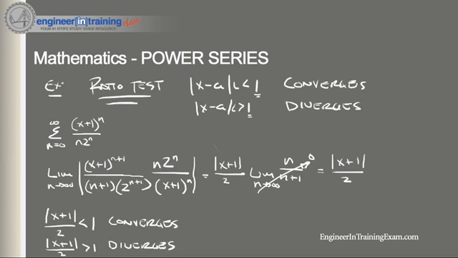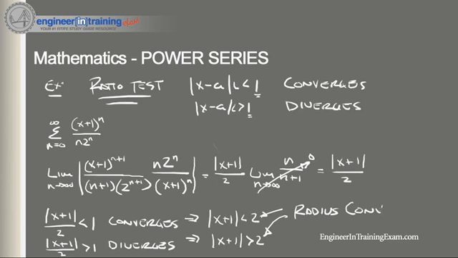So notice we have another value of division of 2 here. We want to get x plus 1 by itself. So what we need to do is multiply this inequality by 2. That gives us |x plus 1| is less than 2 for convergence, and |x plus 1| is greater than 2 for divergence. So these values right here are the radius of convergence. The radius of convergence R is equal to 2 in this case.